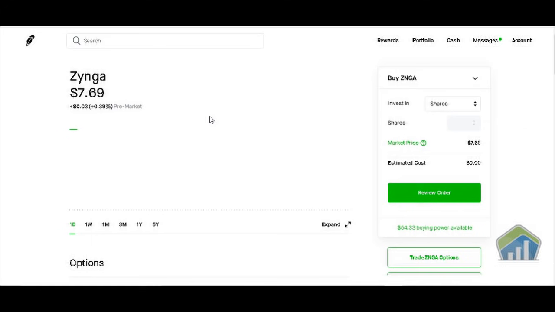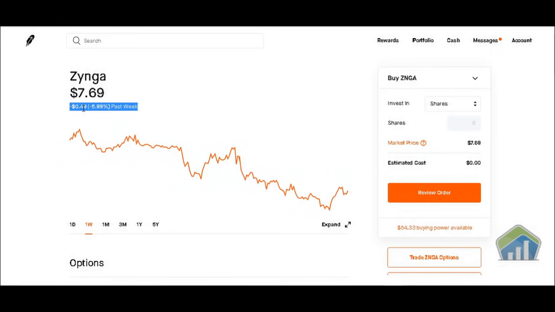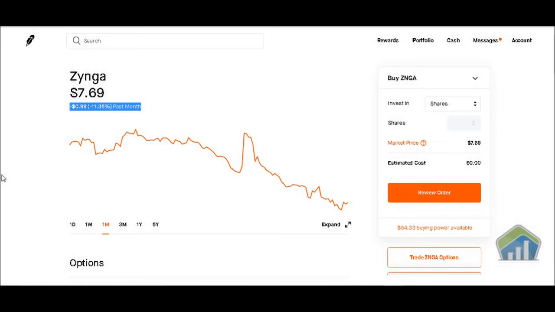And as you can see, we have Zynga at $7.69, right? It says up by 3 cents for the day, or positive 0.39%. We can look at the weekly chart really quick, and you can see on the weekly chart, we're down 49 cents or negative 5.99%. On the monthly chart, we're down 99 cents or negative 11.35%.